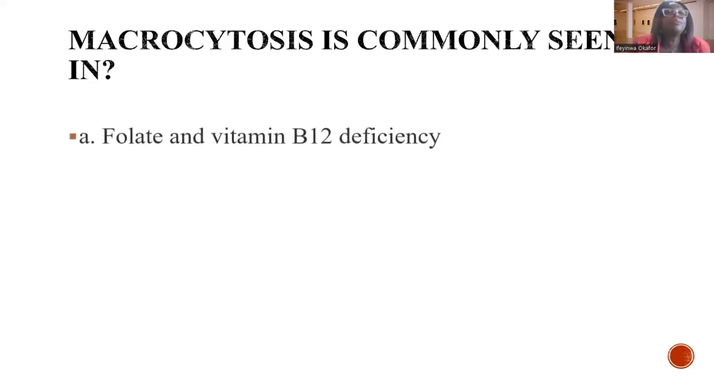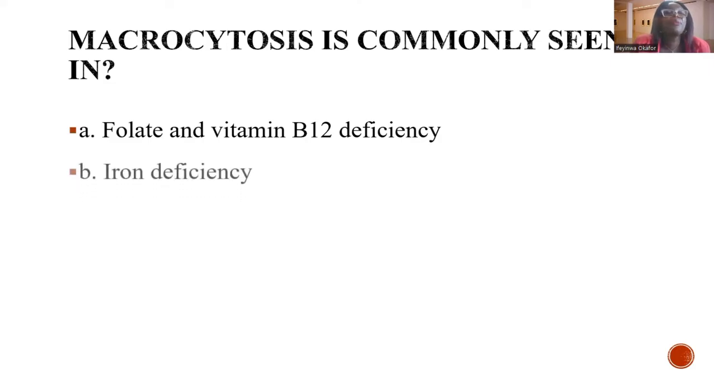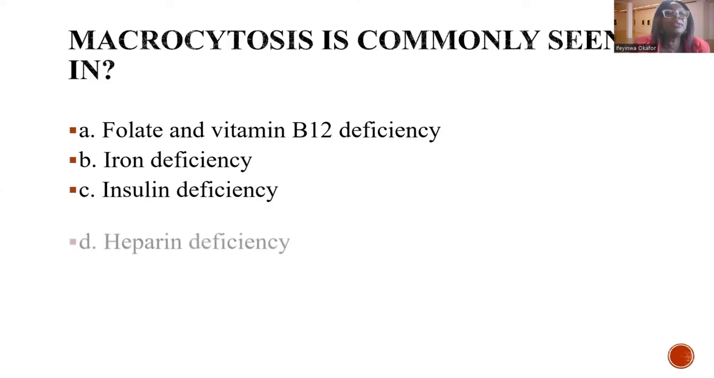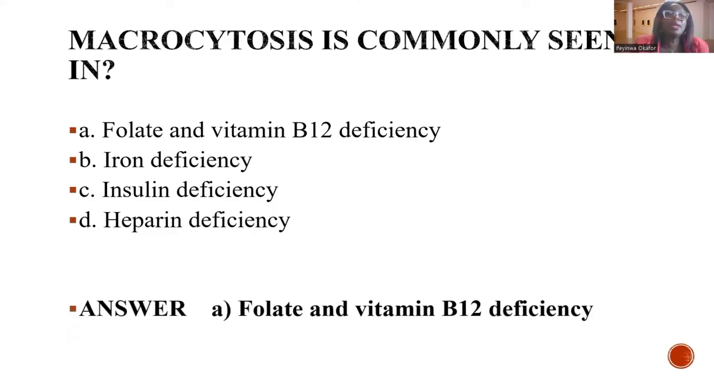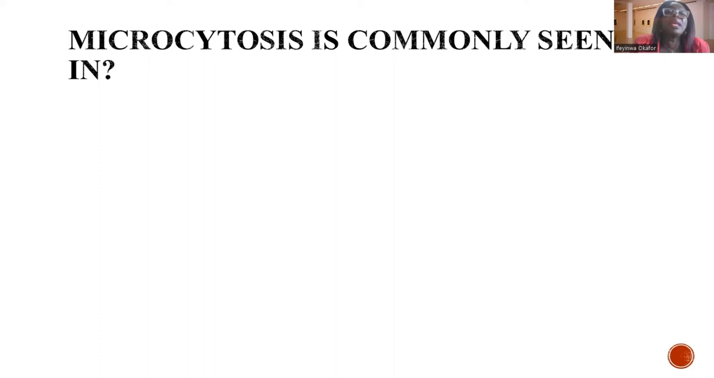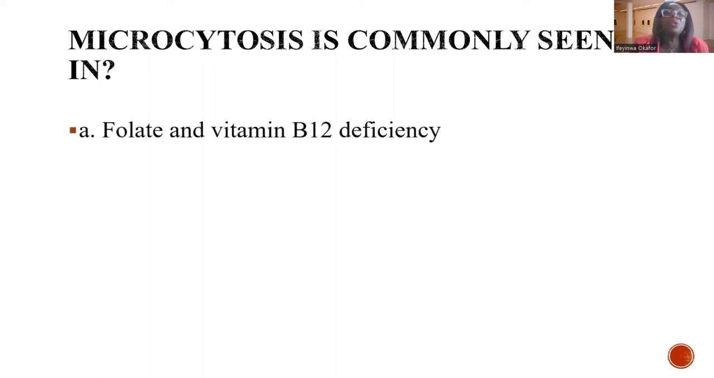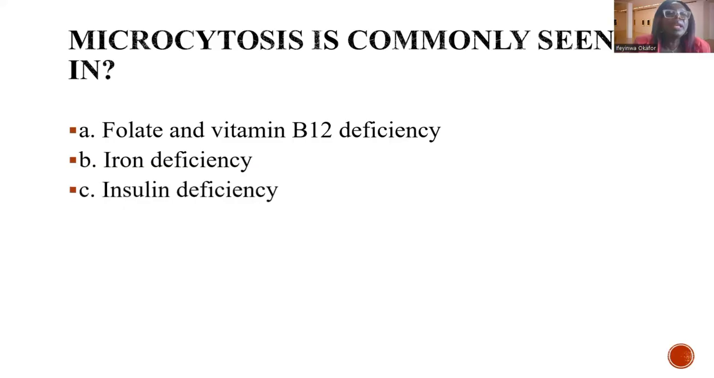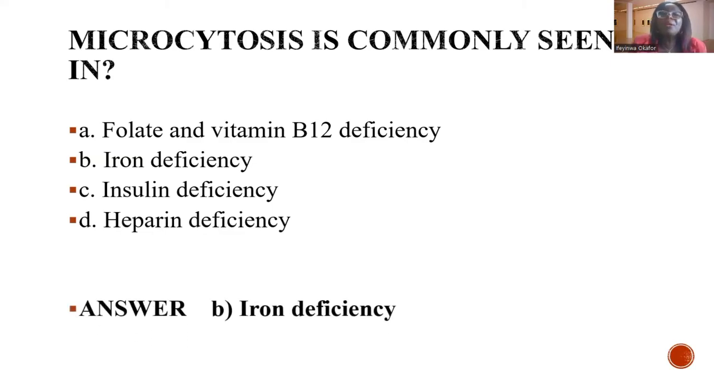Macrocytosis is commonly seen in folate and vitamin B12 deficiency, iron deficiency, insulin deficiency, heparin deficiency. Answer A, folate and vitamin B12 deficiency. Microcytosis is commonly seen in which of these? Answer, iron deficiency. Iron deficiency can cause microcytic anemia, while B12 and folate deficiency can cause macrocytic anemia. Okay? So microcytic and hypochromic anemia can be caused by iron deficiency.